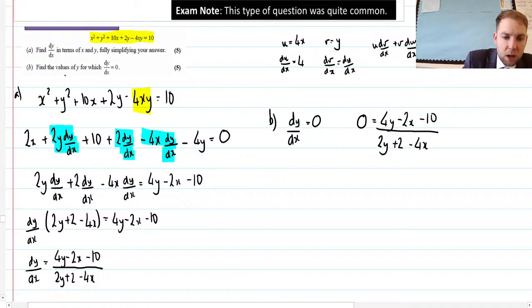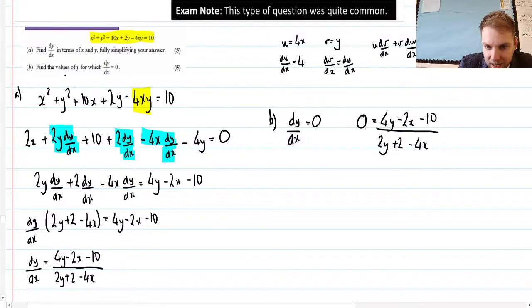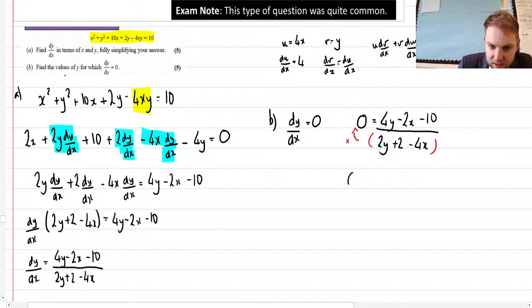So what we've got is two equations in terms of x and y. To solve them, we need to solve them simultaneously. So the first thing I'm going to do is multiply by the bottom here, which will get rid of all of that because it's multiplied by 0. So I end up with this, which is 0 is equal to 4y minus 2x minus 10.